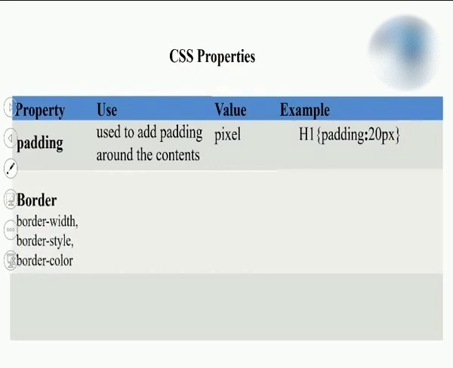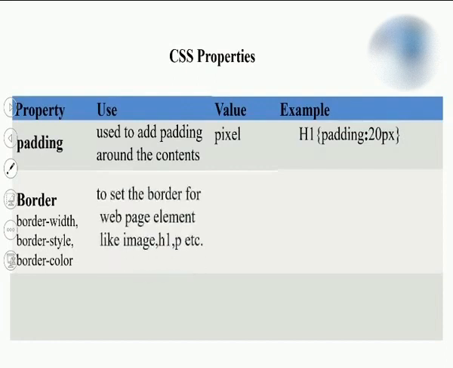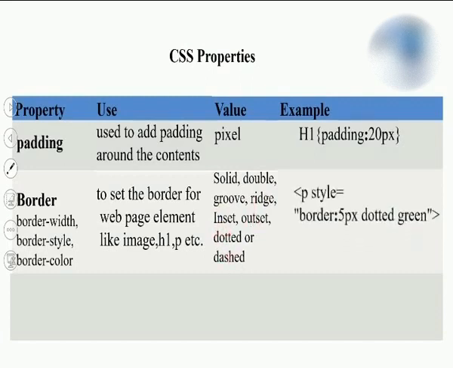Now here the border property is there. The border property has border width, border style, or border color. You can specify any of it. You can specify a border for your web page element, for example for an image, a heading, or a paragraph. You can specify values as solid, double, groove, ridge, inset, outset, dotted or dashed. Any of these values you can specify for the border.